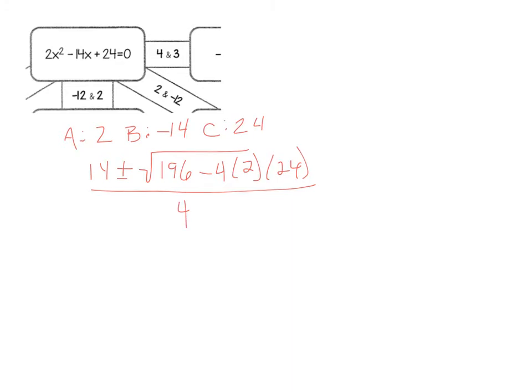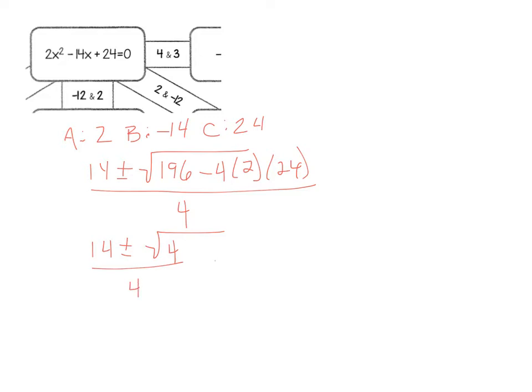So now I'm going to go inside here to the radicand. And since I only have one negative, this is going to be like subtract. So I'm going to go 4 times 24 times 2. And that's 192. So I'm going to get 14 plus or minus the square root of 196 minus 192 is going to be 4. Whole thing divided by 4.